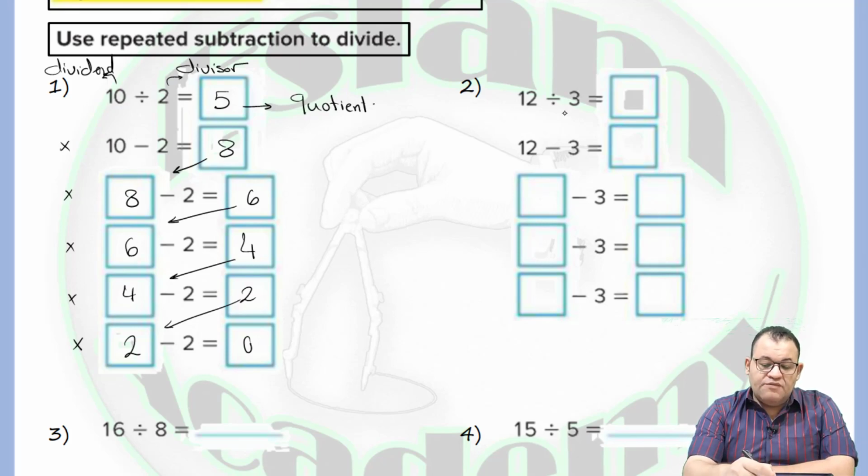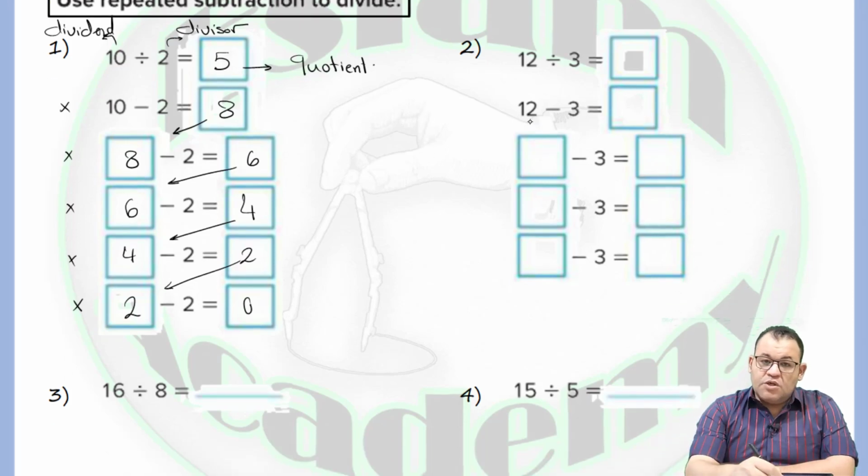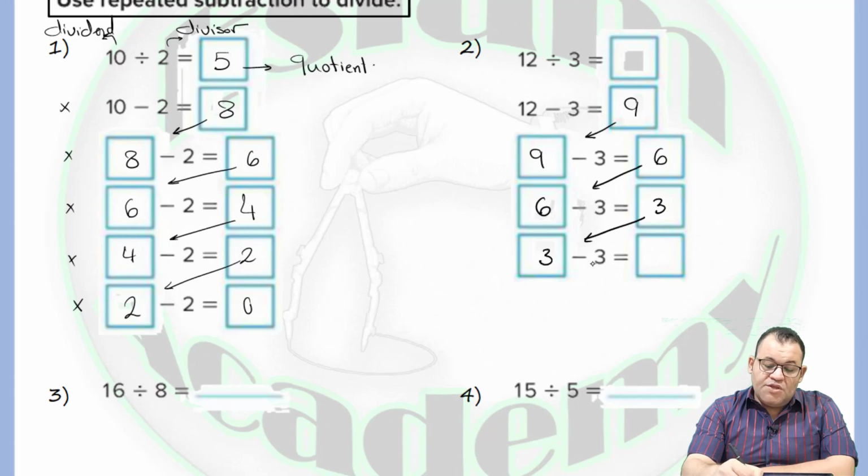Again, we have 12 divided by 3. I will start with 12 minus 3, which equals 9. Again, I will use 9. 9 minus 3 equals 6. We will use 6 one more time. 6 minus 3 equals 3. Again, I will use 3. 3 minus 3 equals 0. Now count how many times you repeat subtraction: 1, 2, 3, 4. It means the quotient will be equal to 4.